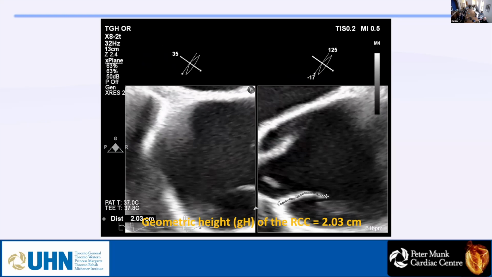So if you are not at the center of the right cusp, your measurement is not accurate, because as you know, all aortic cusps are crescent shaped or semilunar. So if you're not cutting at the middle, you will underestimate. If you cut it oblique, you will overestimate it. You have to be sure that you are cutting at the middle center of the leaflet. So this is a right cusp, so it's good.